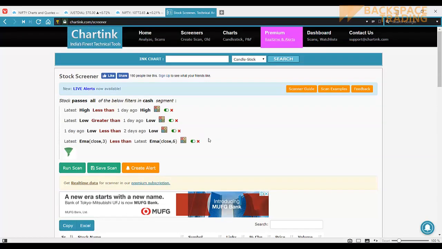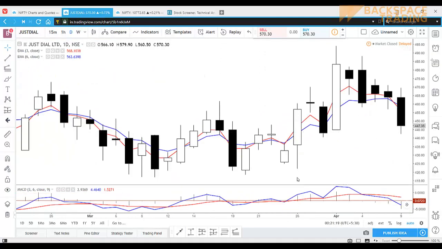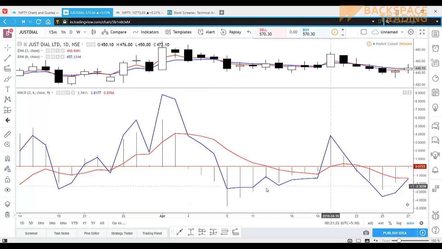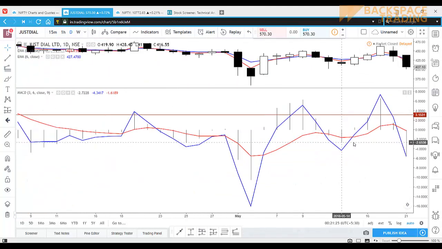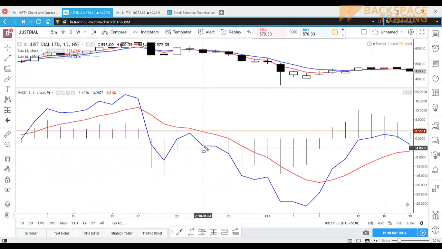What is the next scenario that we can add? See, I can add MACD, let me show this, for shorting. Yeah, I need MACD 3, 6 below the signal line of 9.